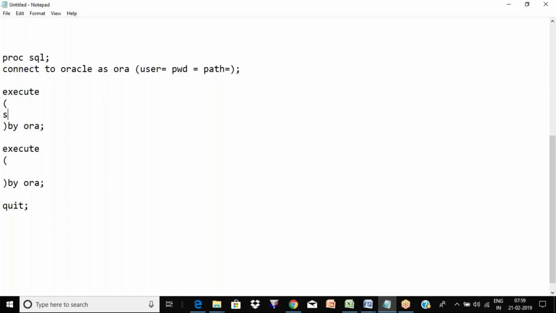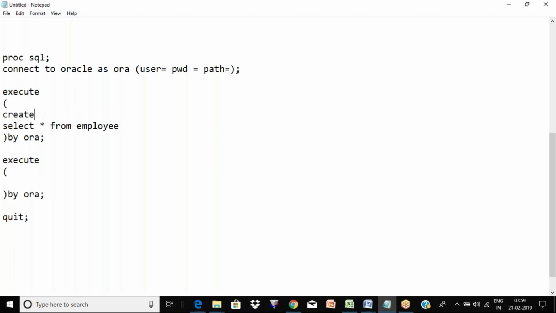Here you must have learned something like this: select star from employee, and you must have created a table, create table something like this. Those things are covered, where we are fetching data from some tables.